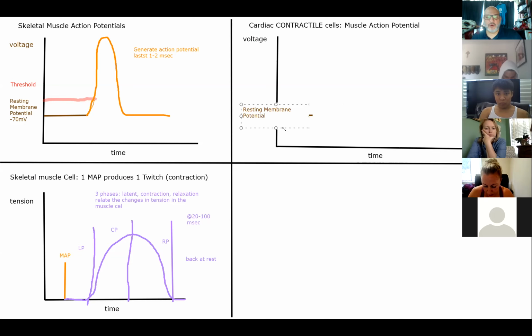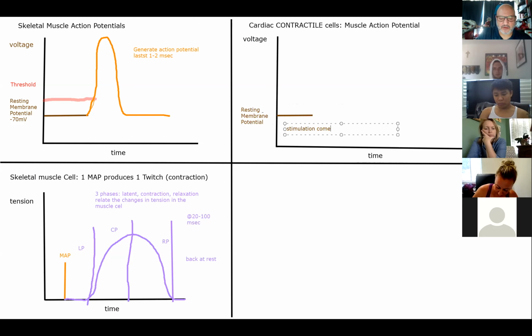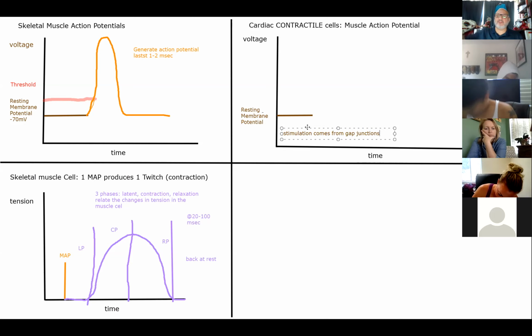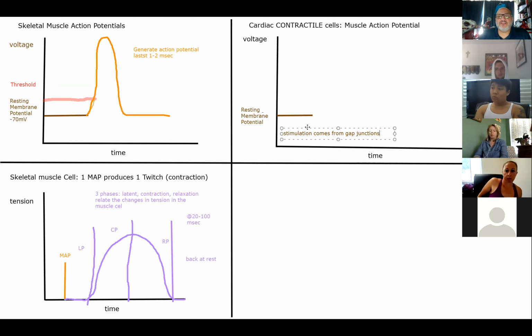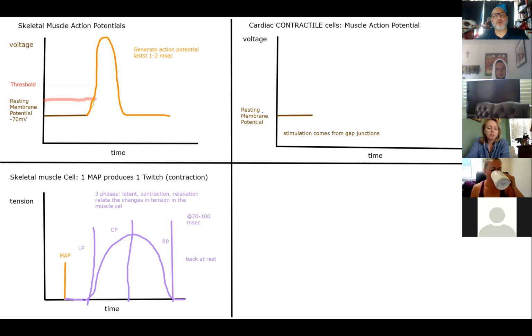So if you leave them alone, they will happily sit at their resting membrane potential forever. However, if they are stimulated, and in this case, remember, the stimulation comes from the gap junctions. If the cell next to this one spreads a whole bunch of positive ions, a big, huge positive signal to this cardiac contractile cell, then it is going to generate its muscle action potential. And the process is going to start the same way. So what happens is we get a rapid depolarization.